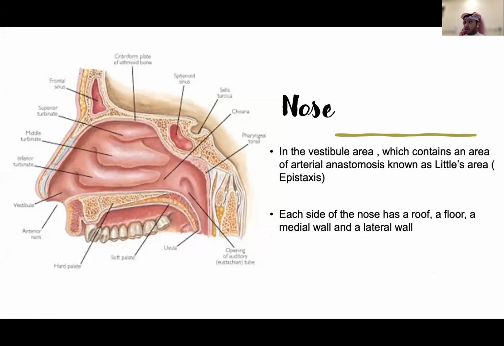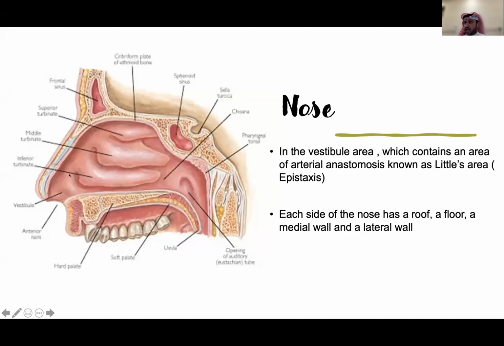The other area here that is interesting is the area that is the second place in the body after the liver which includes arterial anastomosis. It's called Little's area. It's a common area for bleeding or epistaxis. When we examine any patient with epistaxis, this is a common area because it's weak, fragile, and it's an anastomosis between the arteries. So that area is called Little's area. It's a common site for epistaxis.